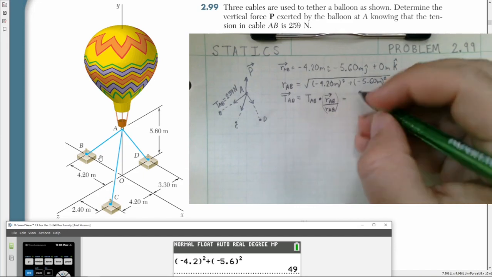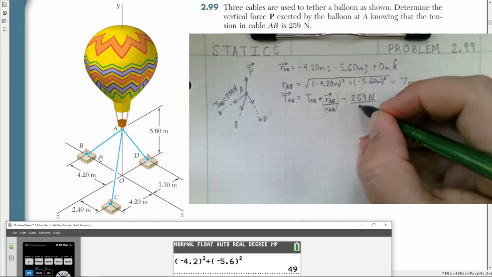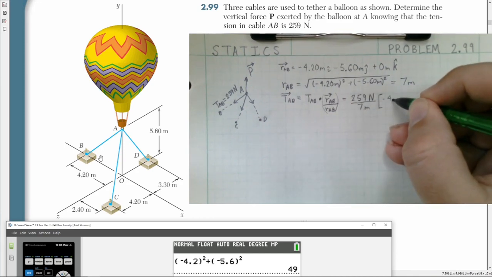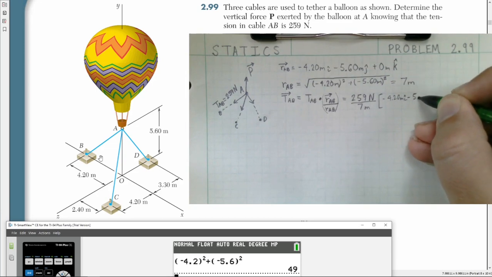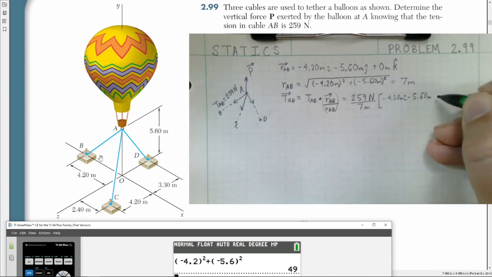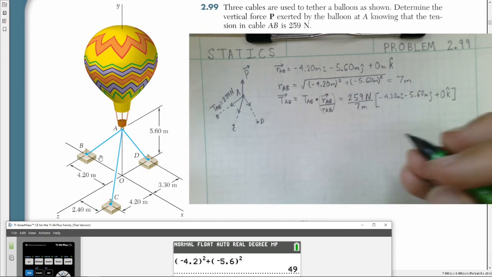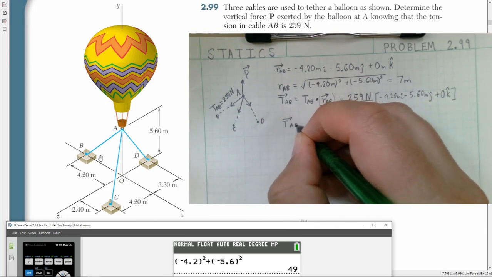So, substituting these values in, we have 259 newtons. We have our distance, which we know is 7 meters. And we have our components, which we know as negative 4.20 meters in the i hat direction, negative 5.60 meters in the j hat direction, plus, again, we can leave this out, but we'll include a 0 in our k hat direction.